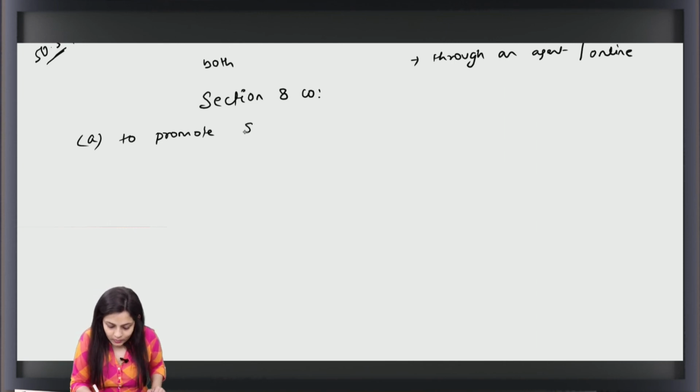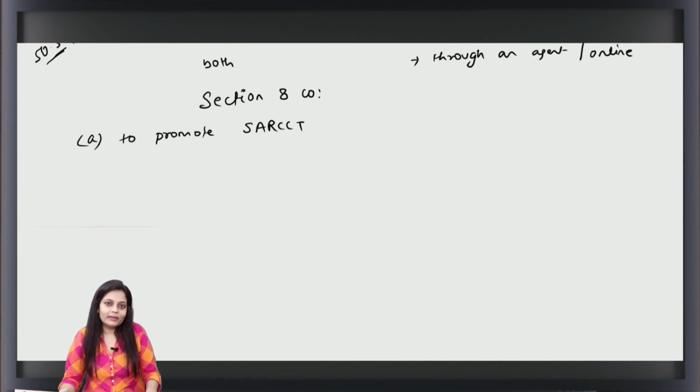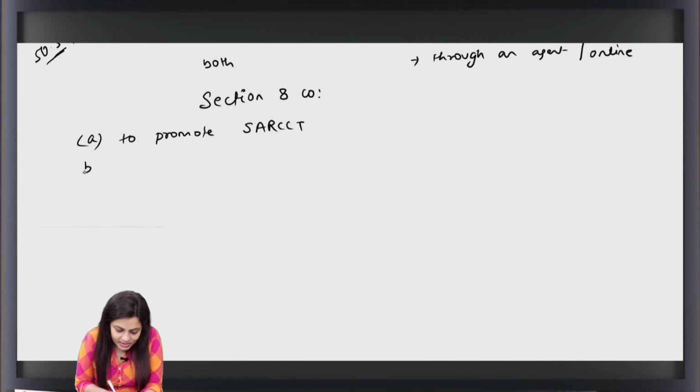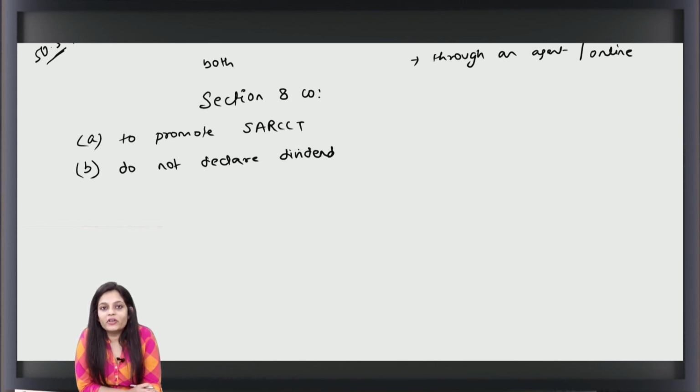So to promote science, this is just for us to remember, don't write that in the paper. To promote science, art, religion, commerce, charity, technology, computers, for any of these reasons this company is formed. So this company is not earning profit. The motive is not to earn profit. So will it declare dividend? No, because dividend is paid out of the profits. So the second object of this company is that they do not declare dividend. This company cannot declare dividend.